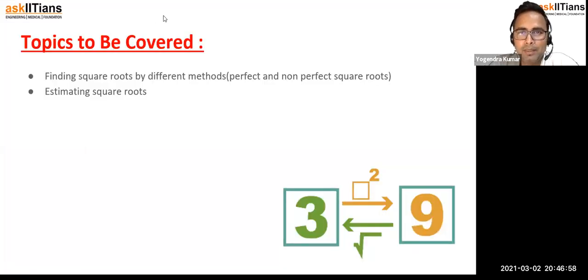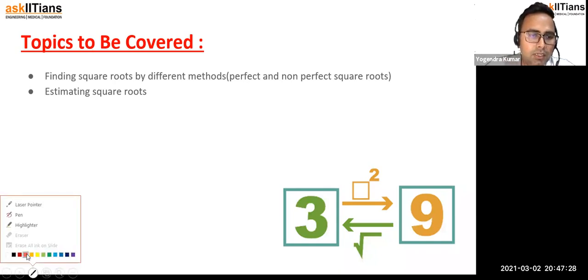Now we have to discuss finding square roots by different methods, for perfect and non-perfect squares. And then we need to do estimating square roots, that is, the approximate value of the square root of numbers which are non-perfect squares. How do we do that? We are going to learn that. The first method is finding the square root, which you all understand, but let me brief it for you.